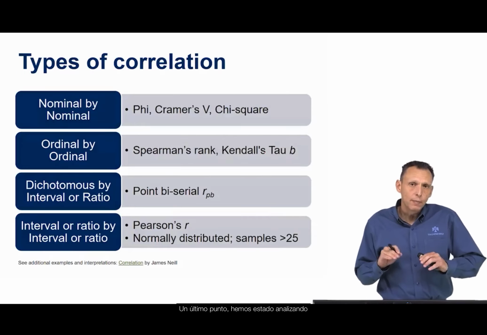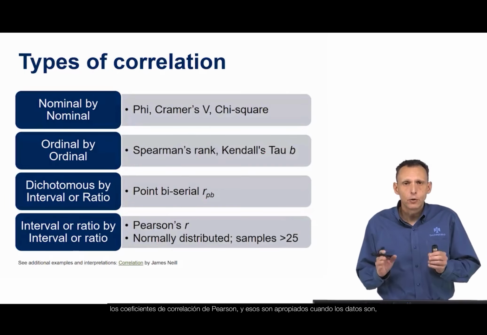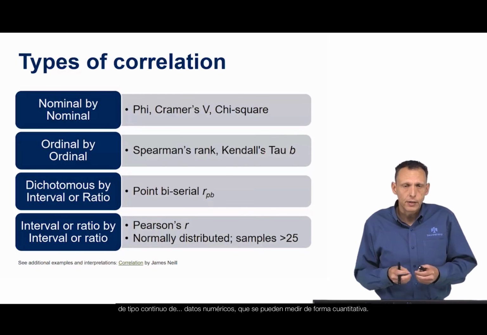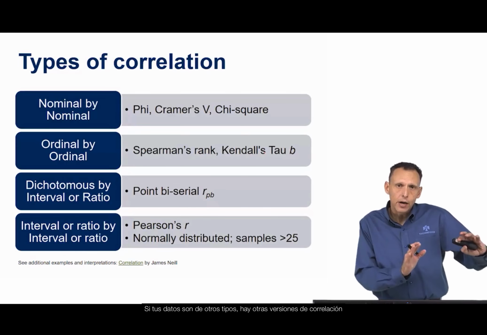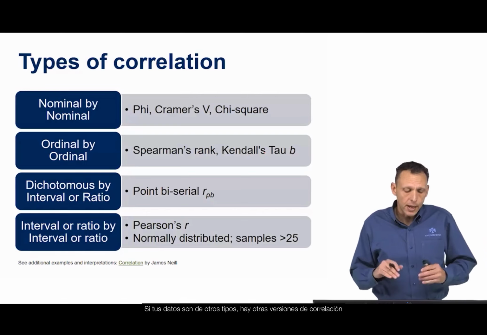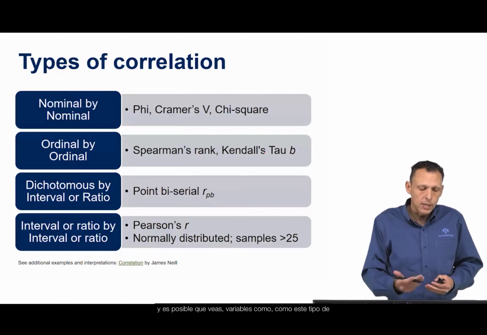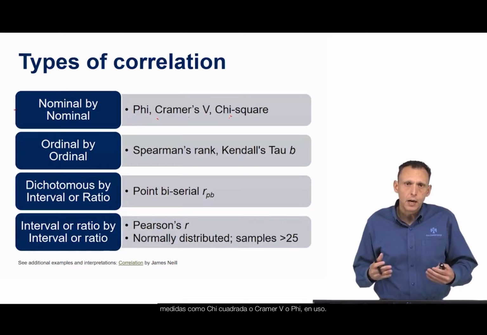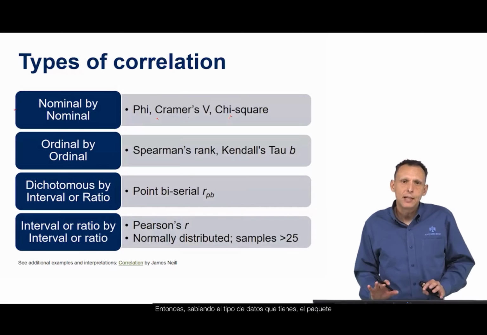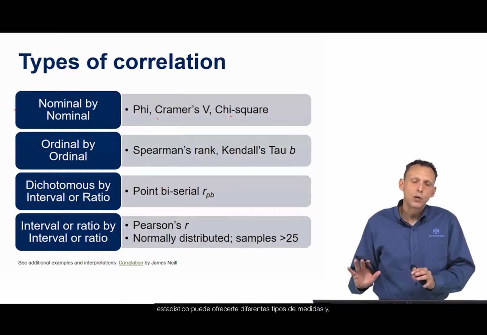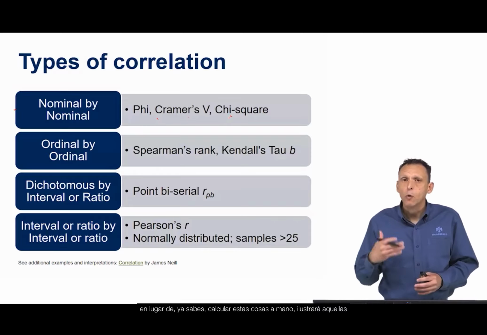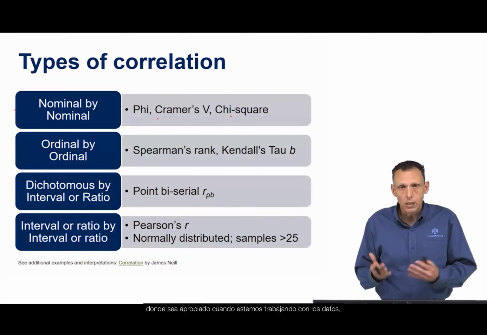One last point. We've been looking at Pearson correlation coefficients, and those are appropriate when the data are continuous kinds of numerical data that you can measure in quantitative fashion. If your data are other types, there are other versions of correlation that are more appropriate. And you might see measures like chi-square or Cramer's V or phi being used. So knowing the type of data that you have, the statistical package can offer you different kinds of measures. And rather than calculating these things by hand, we'll illustrate those where appropriate when we're working with the data so that you can select the right one.